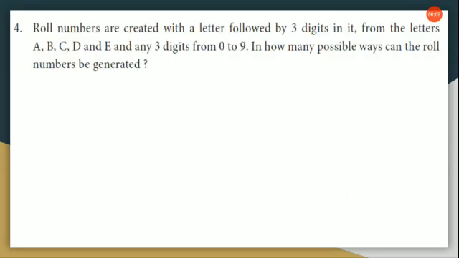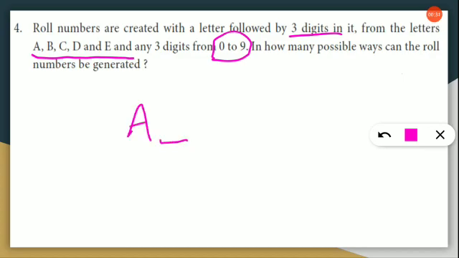Roll numbers are created with a letter followed by 3 digits, from the letters A, B, C, D and E and any 3 digits from 0 to 9. Okay. We are going to create a roll number and the roll number is going to have one of these 5 alphabets. And from 0 to 9 there are going to be 3 digits. For example, if I am taking A, after A there are going to be 3 numbers. It can be 0, 1, 2. Okay, any 3 numbers. So first tell me, how many possible ways can you arrange these 3 digits? 0 to 9 has how many numbers?